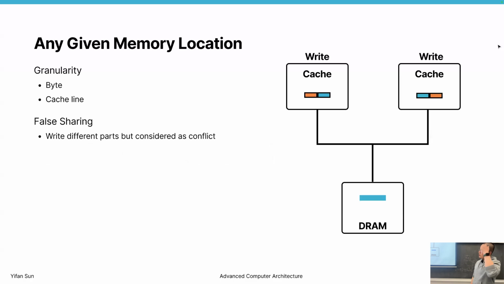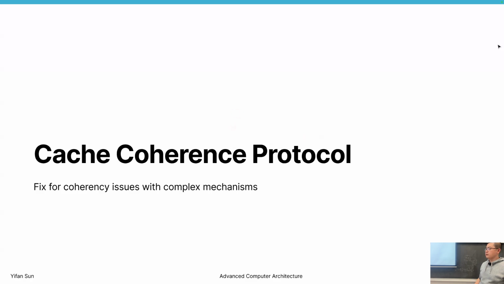Okay, so to solve this type of cache coherency problem, we use cache coherency protocols. They fix this coherency issue with complex mechanisms. So whenever we face some problem, we add one layer of indirection, we add more resources to solve this problem. Then there's always a discussion about whether this complexity is worth the effort.